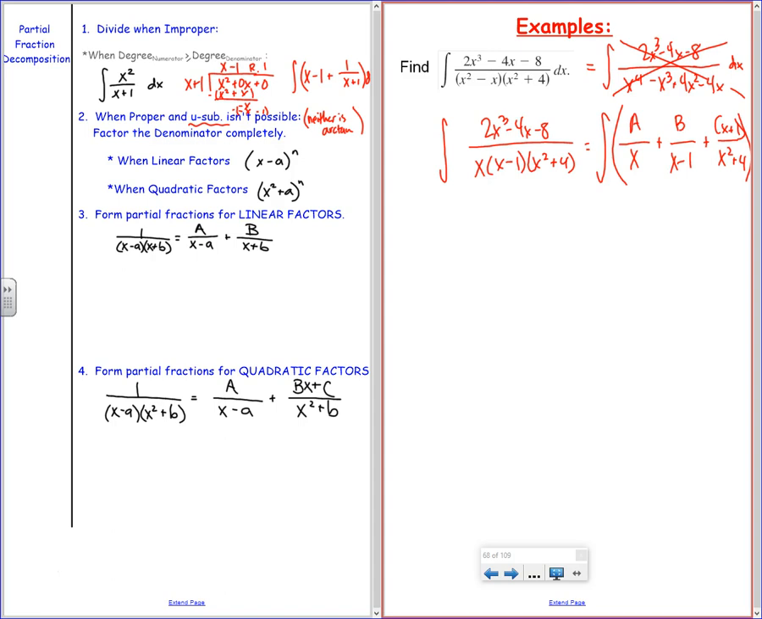So number 4. Whenever you have a quadratic factor, or technically a cubic, that can't be reduced, we call it irreducible, can't be factored further without going imaginary. Guys, what's the degree of a linear? 1. What's the degree of a constant? 0. What's the degree of a quadratic? 2. What's the degree of the top? 1. You always want to have 1 degree less on top. Gotcha. Okay? So when you have a quadratic, you need to allow for there being an x term up top.